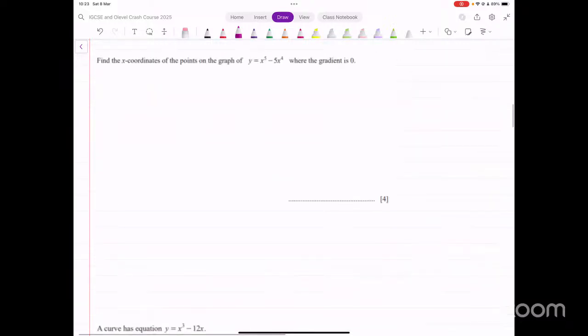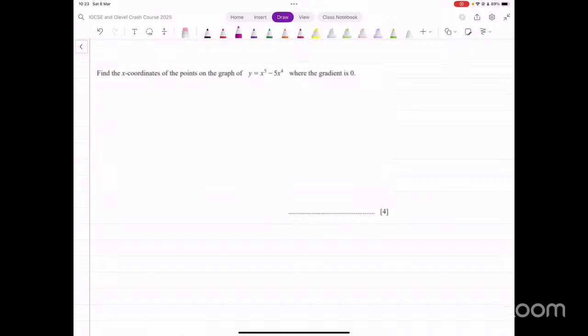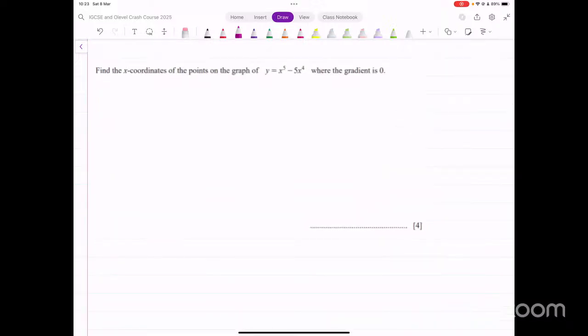Okay, let's move on to the next one now. X coordinates of the points on the graph where the gradient is 0. Okay, now how do we think about this? Find the x coordinates of the points on the graph of this function where the gradient is 0.